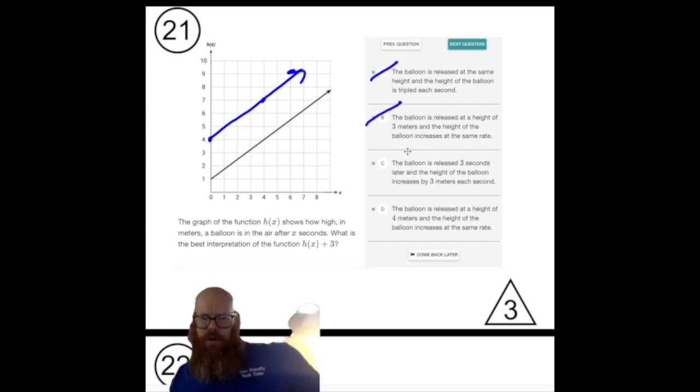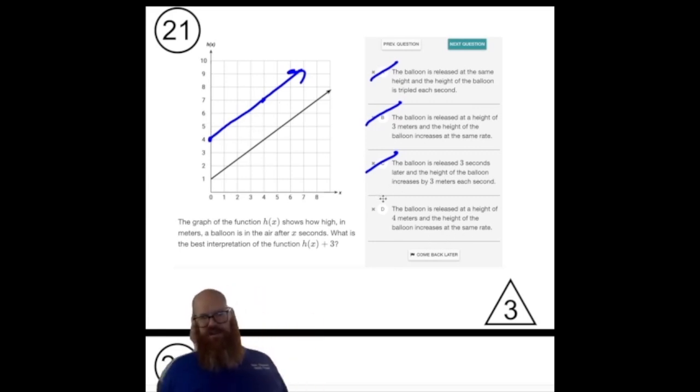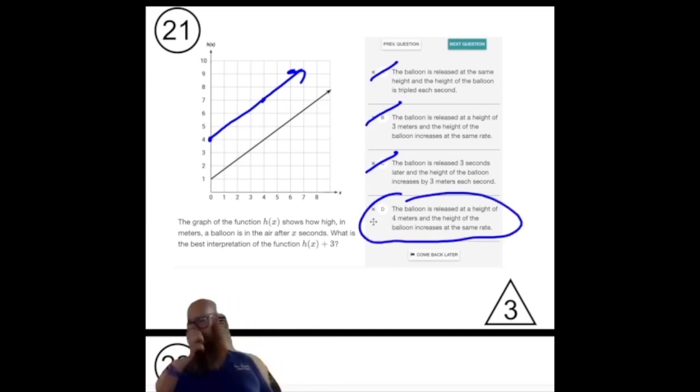So that one's wrong. The balloon is released 3 seconds later, well, it's not released any later. It's still released at the time that it's released. So again, that doesn't really make any sense. The balloon is released at a height of 4, and the height of the balloon increases at the same rate. Again, if we add 3 to it, the slope isn't going to change. So the answer choice is clearly D.